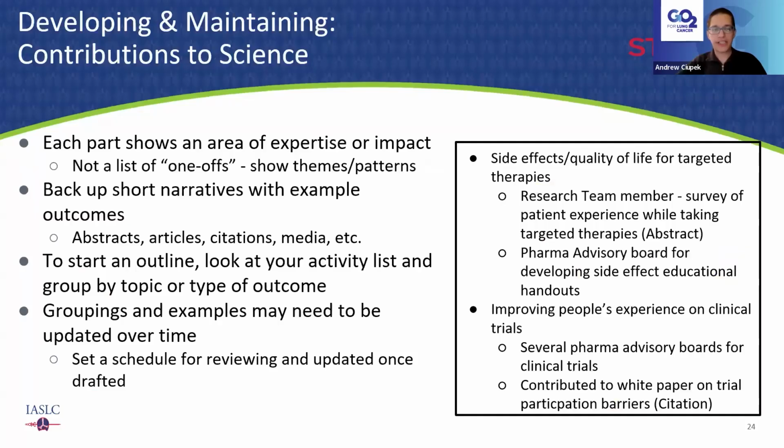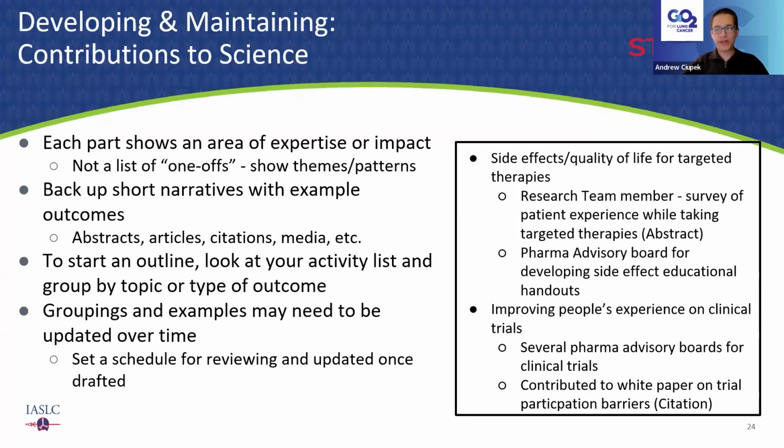And then just to talk about the last part of the biosketch, your contributions to science section. This can be a little difficult to draft too, especially when you're first starting. And I think just to remember, with each part of this, you're wanting to show a theme or an area of expertise or impact that you've had. It's not just a list of one-offs of your positions. And you're going to back up each top bullet point with a short narrative with examples of things you did under it.